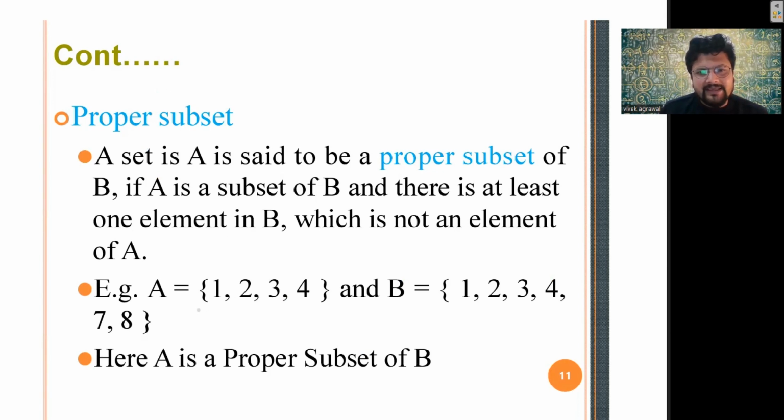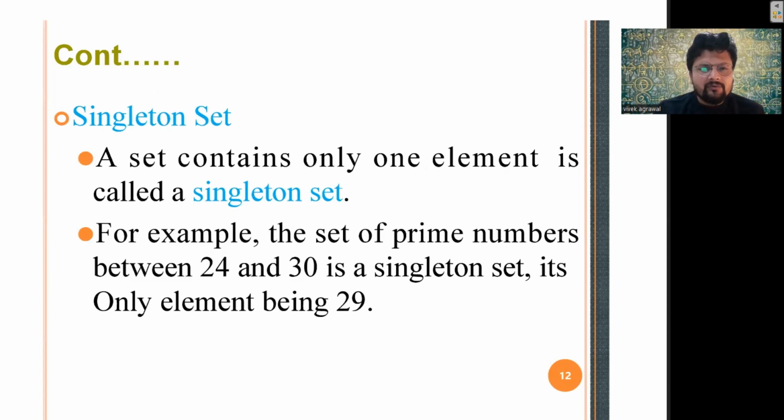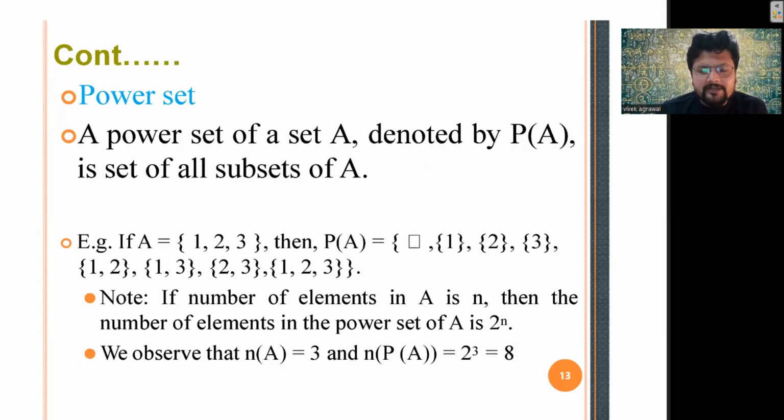Like A is a set where A is 1, 2, 3, 4 and B is 1, 2, 3, 4, 7, 8. So this A is a proper subset of B, right? Suppose A and B both have the same number of elements and the same elements, then A will be a subset of B, but it will not be a proper subset. Then we also discussed the singleton set. A singleton set means any set which comprises only one element.